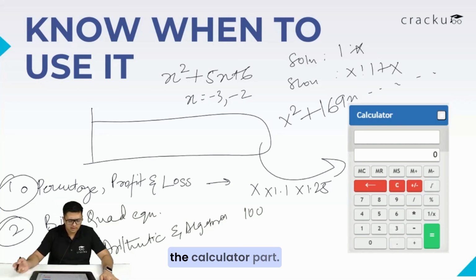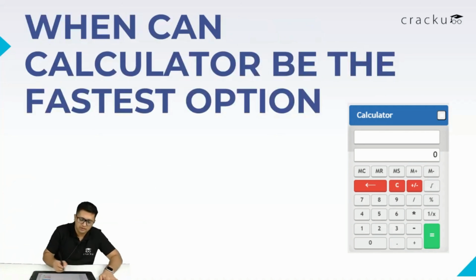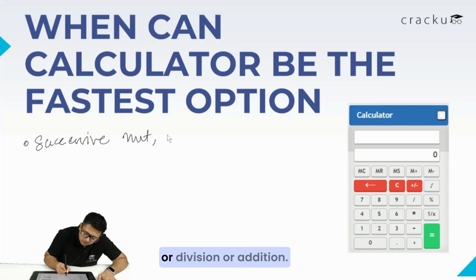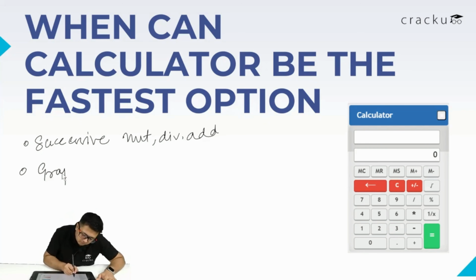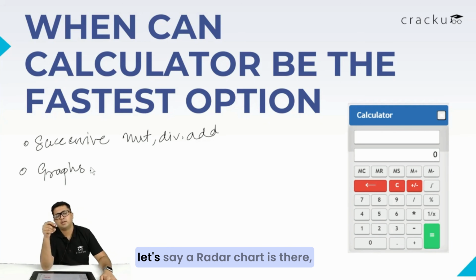But moving on with the calculator part, when calculator can be the fastest option is when there is a lot of successive, right? Either multiplication or division or addition, right? Another place it can be very helpful is actually graphs, right? So there are these DI charts with a bunch of, let's say a radar chart is there, or a spider chart, or a bar graph, right?